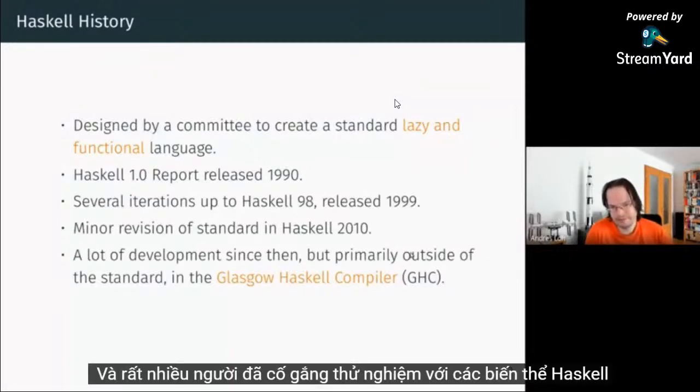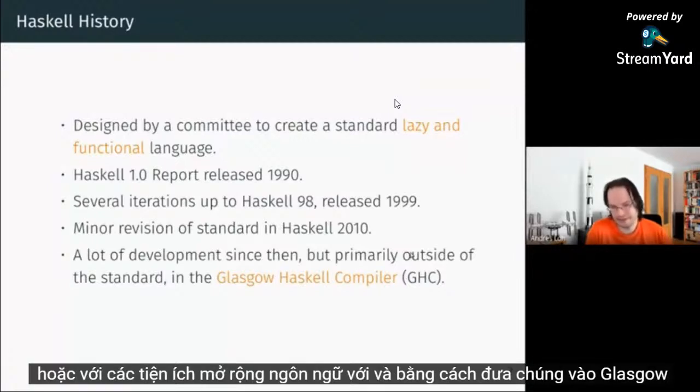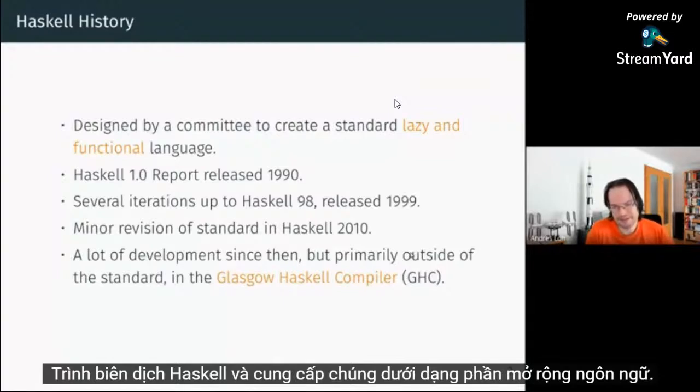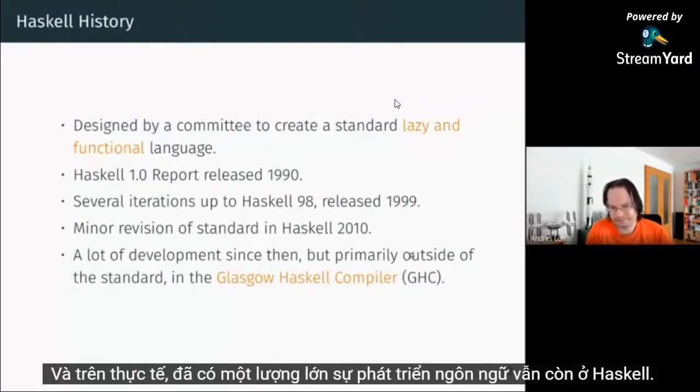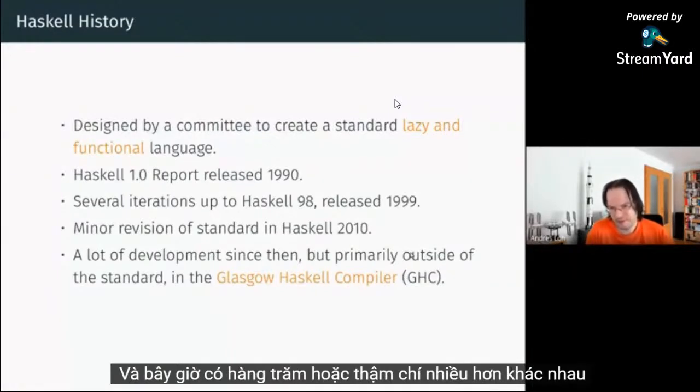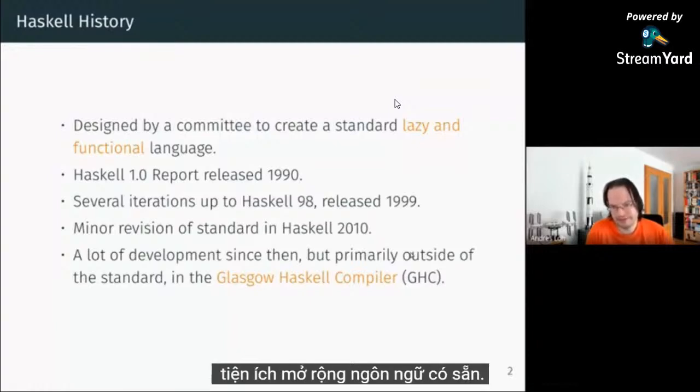And a lot of people have been trying to experiment with Haskell variations or with language extensions by getting them into the Glasgow Haskell compiler and making them available as language extensions. And in fact, there has been a huge amount of language development still in Haskell, and there are now literally 100 or even more different language extensions available. But the standardization effort has stalled.